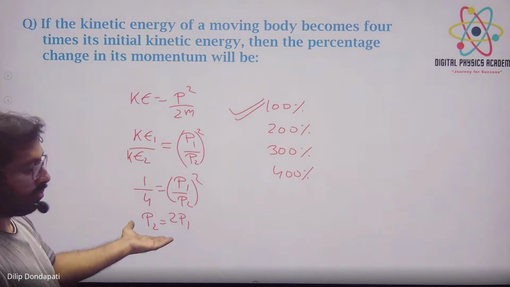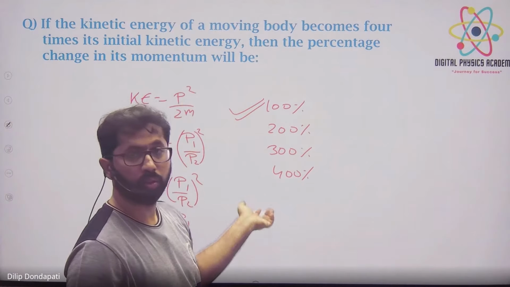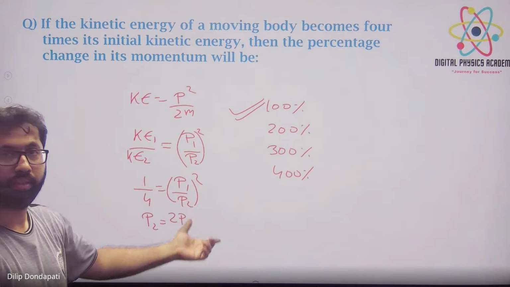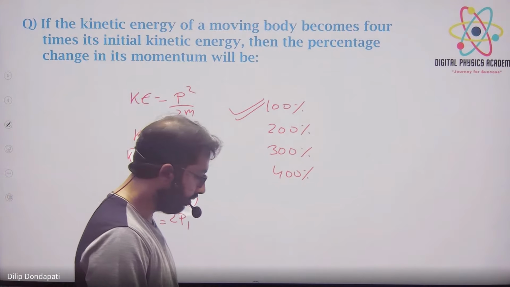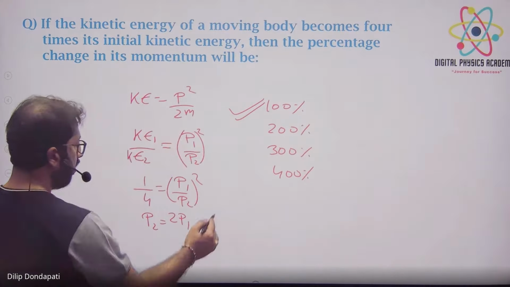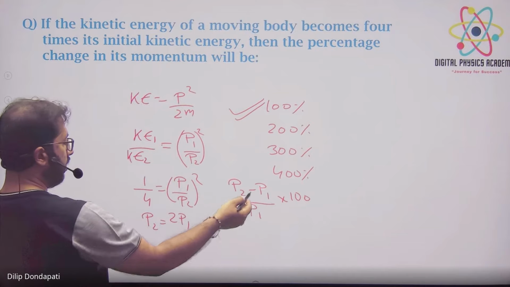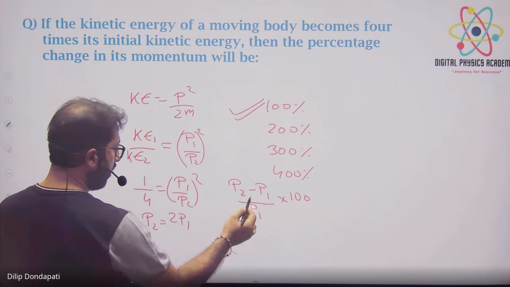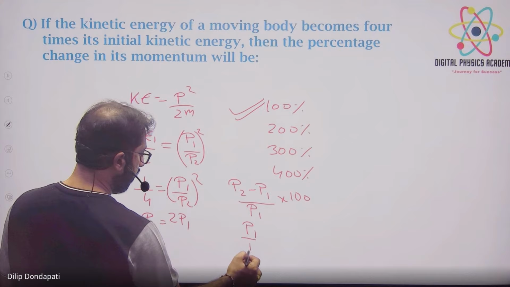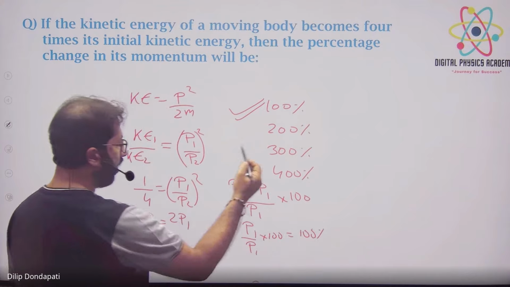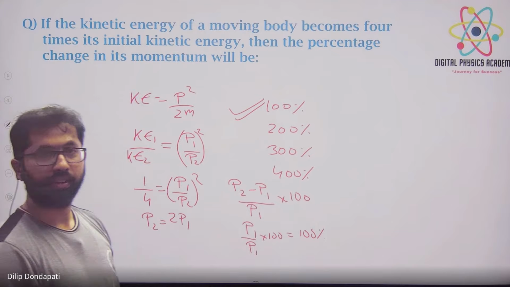Now he's asking the percentage change in momentum. So what do we call change? Change by original into 100. So how much will it be? Sir, I'm getting percentage change as minus 50. Percentage change means final minus initial, by P1, into 100. That is 2P1 minus P1, which is P1 by P1 into 100, which is 100%. 50 is not an option, right? Understood?